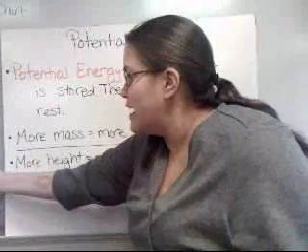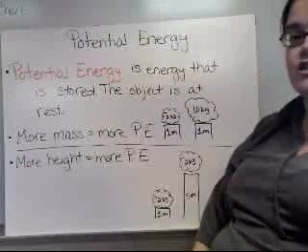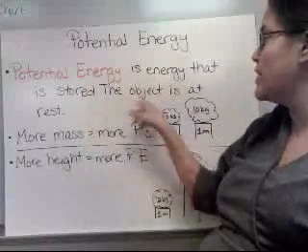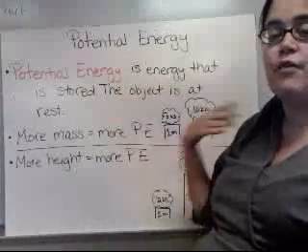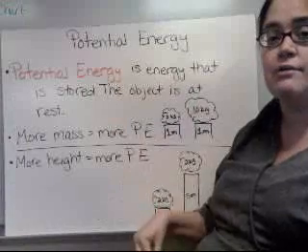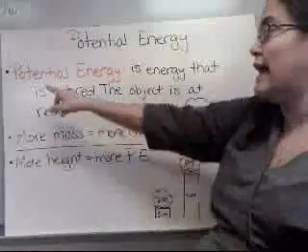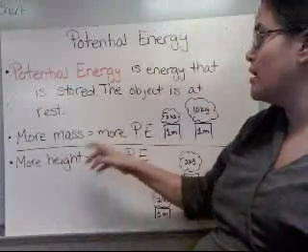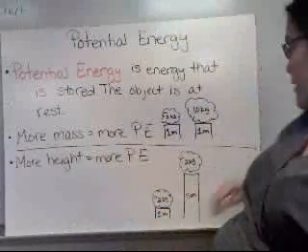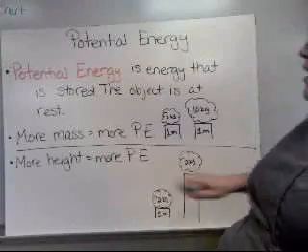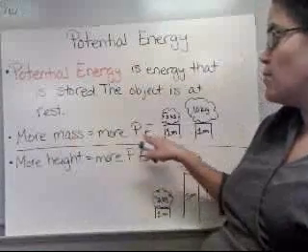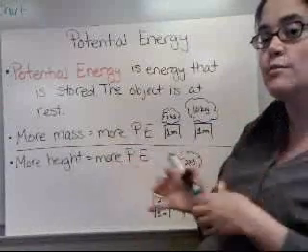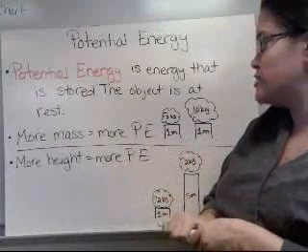The first type of energy we'll talk about is potential energy. Potential energy is energy that is stored. The object is at rest. So when you have potential energy, you're not moving, you're not doing anything, you're sitting there. And it has the potential to do something, but it's not doing it yet. There are two things to keep in mind when we're talking about potential energy. More mass equals more potential energy. So if two things have different masses, whatever is bigger has more energy.